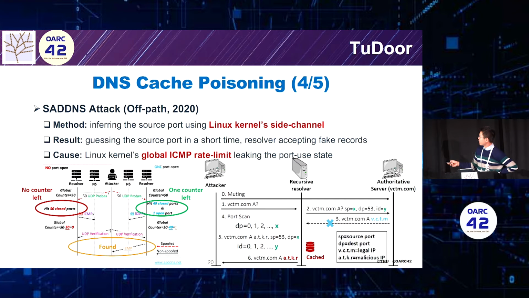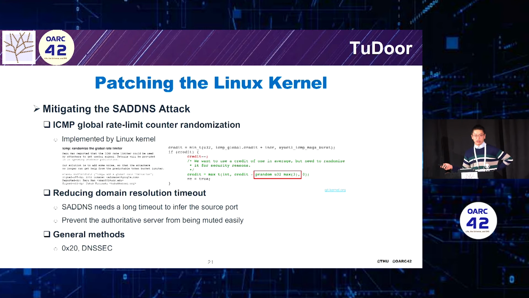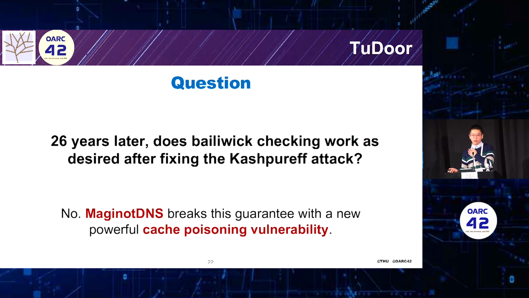The bug is found in the Linux kernel, and it uses the global ICMP rate limit to guess the port which is used to query the recursive resolver. So finally, we can forge a packet to poison the cache of the resolvers. So how do we mitigate this attack? We first adapt the ICMP global rate limit counter randomization, and we also have some very well-known mechanisms like 0x20 and DNSSEC to ensure security.